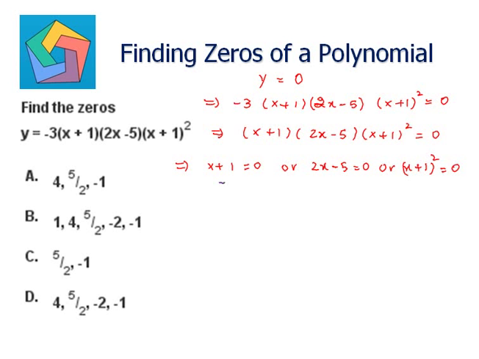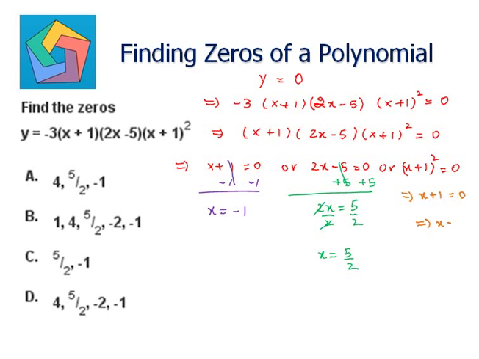x plus 1 is 0. Subtracting 1 both sides, 1 and 1 strike out. x is equal to negative 1. 2x minus 5 is 0. Adding 5 both sides, 2x is equal to 5. Dividing by 2, x is equal to 5 by 2. (x plus 1) squared is 0 implies x plus 1 is 0 implies x is equal to negative 1. So we can say x is equal to negative 1, 5 by 2 are the zeros, which is the answer in the C part.